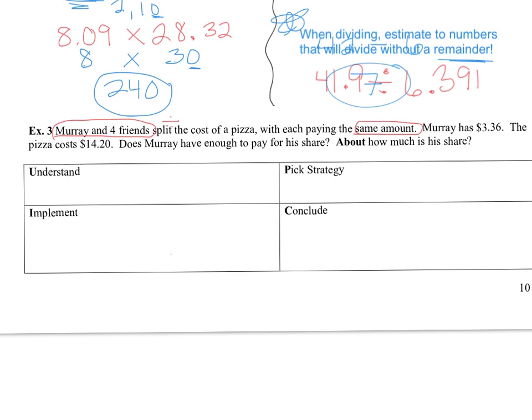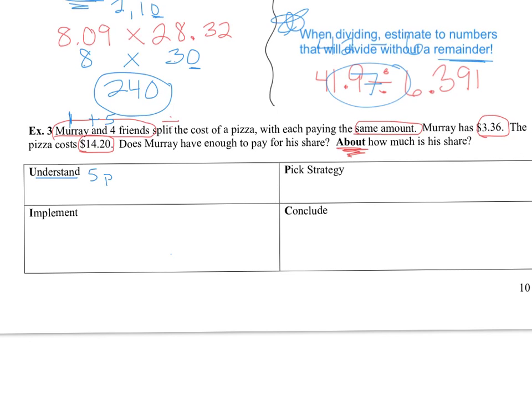Okay? Murray has $3.36. The cost of the pizza was $14.20. Does Murray have enough money to pay his share? About how much is his share? So since it says the word about, that means I can estimate, which is good. So with Murray and his 4 friends and this understanding, a common mistake is people use the 4, but since Murray is also eating pizza, we have to consider him too. So 5 friends are dividing up pizza.